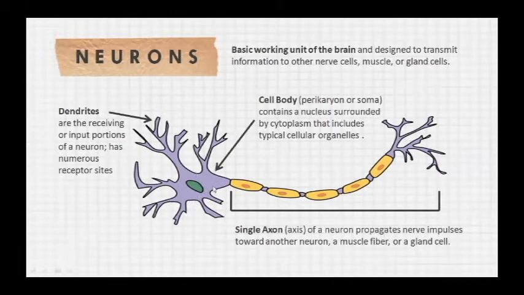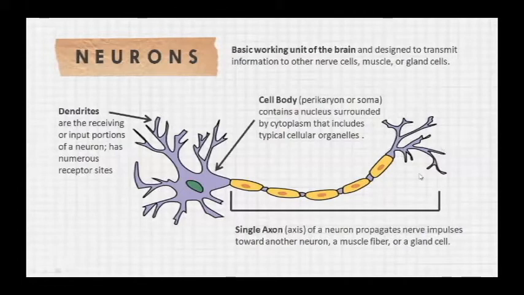And lastly, this tail part, the tail-looking part of the neurons, is called the single axon or axis, where the neuron propagates nerve impulses towards another neuron, a muscle fiber, or gland cell. So dendrites are the receiving part of nerve impulses, while the axon is the part of the neuron which sends impulses to other nerve cells or to muscle fibers or gland cells.